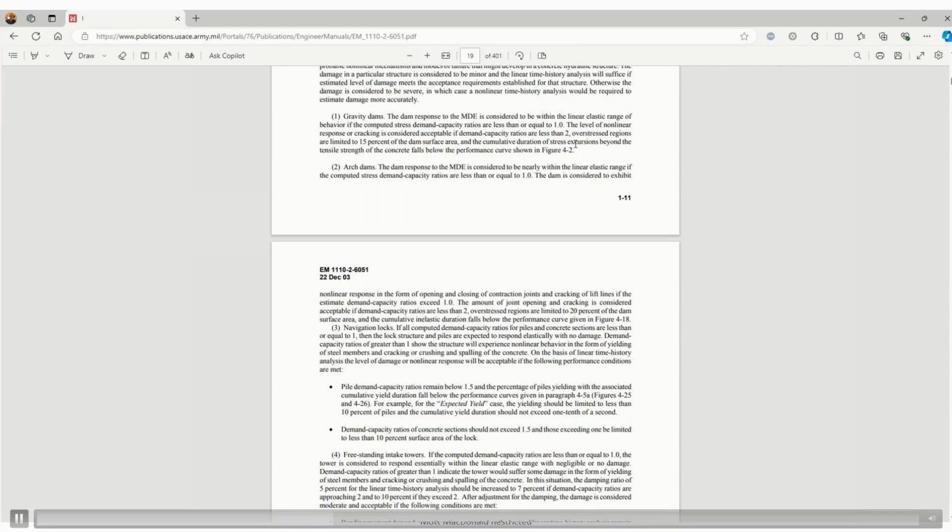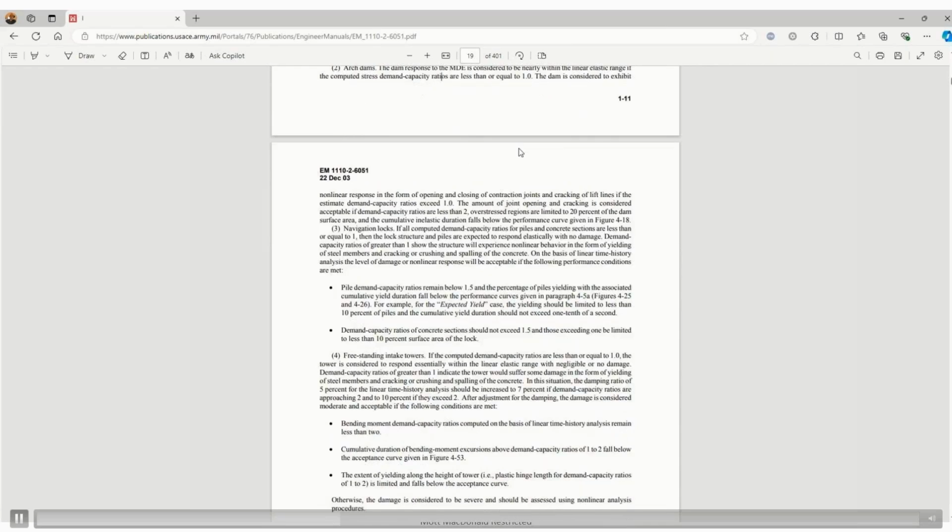If it is so, we have to plot a curve. So that curve is in the 4:2 figure. So say for a concrete gravity dam we consider up to 0.3 seconds. I'll show you the curve, then you can understand that better. We'll go through that. Okay, so we have to check these 2 criteria.